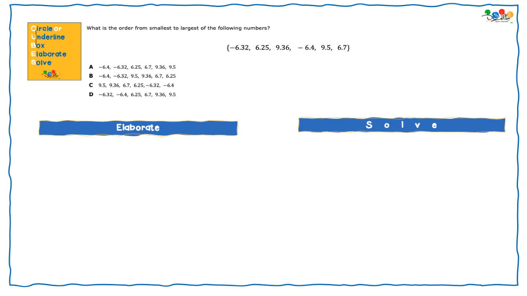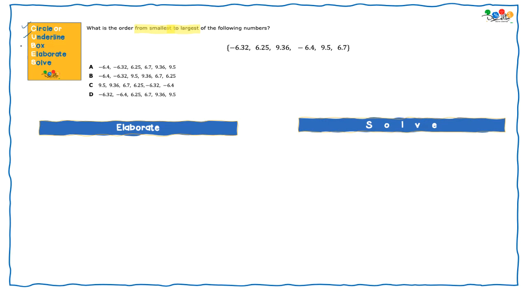Okay, so let's solve this question. What is the order from smallest to largest of the following numbers? We're going to underline the important information: smallest to largest. I circle or underline keywords, and that's always going to be the numbers and what each number represents.